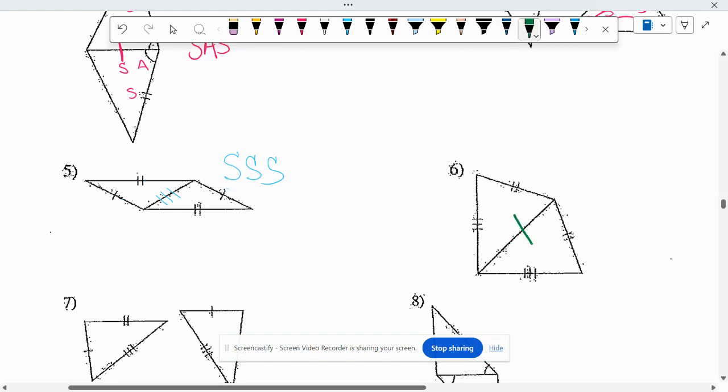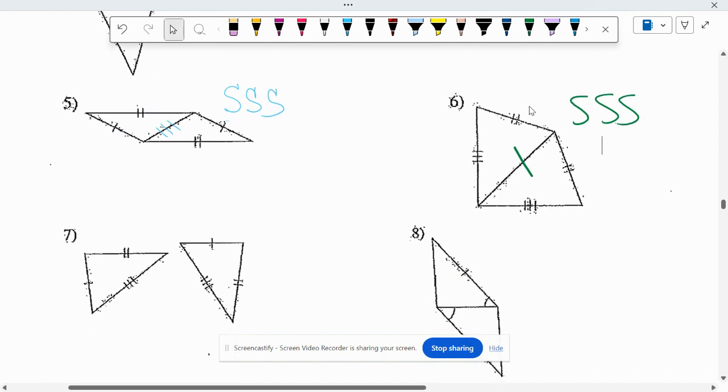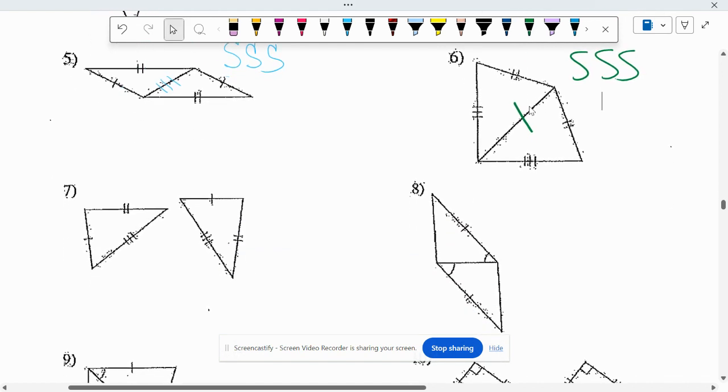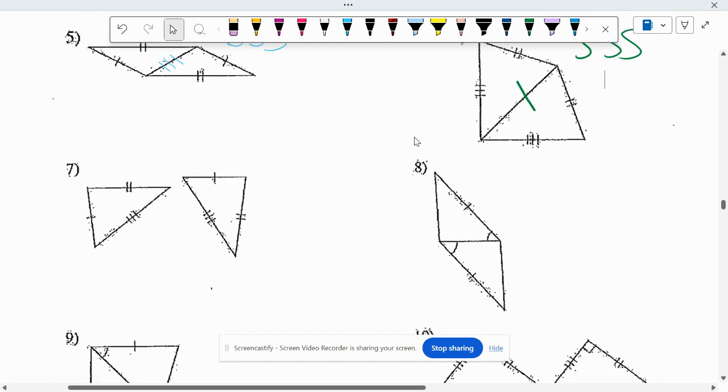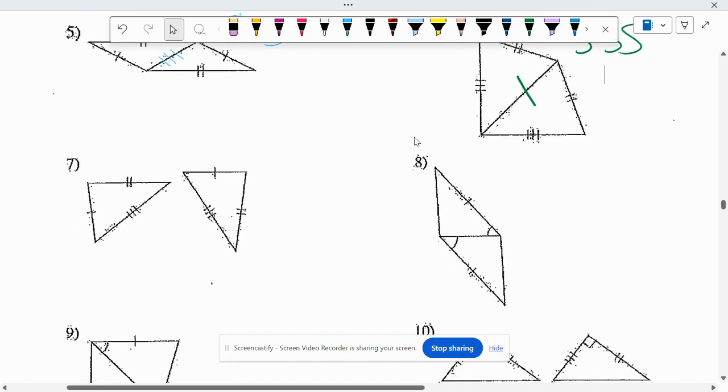So side, side, side. I used to have a student named Samuel Soley Swingley. So we used to call it the Samuel Soley Swingley postulate. That's a mouthful. Yeah. Okay.